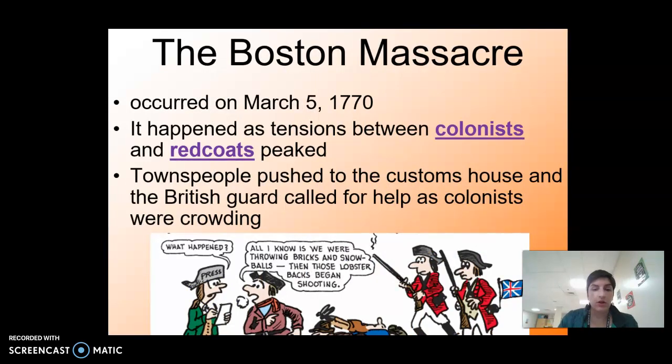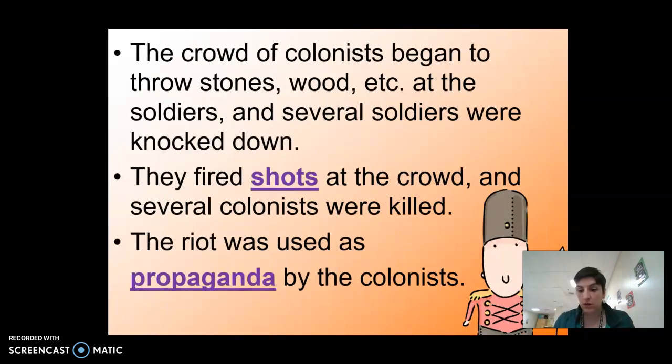The Boston Massacre occurred on March 5th, 1770. It happened as tensions between colonists and redcoats peaked. So redcoats are another word for British troops. The townspeople pushed to the customs house, and the British Guard called for help as colonists were crowding. Okay, so you basically have these two groups of people, and tensions are bubbling up. They're yelling at each other. A crowd of colonists began to throw stones, wood, etc. at the soldiers, and several soldiers were knocked down. The soldiers then fired shots at the crowd, and several colonists were killed.